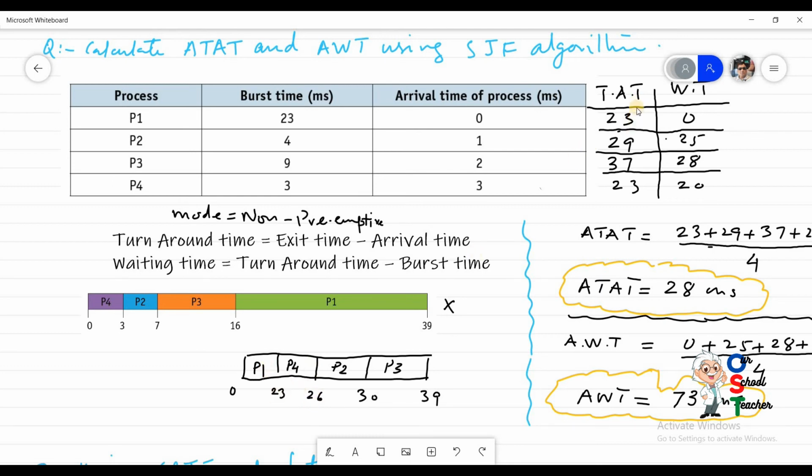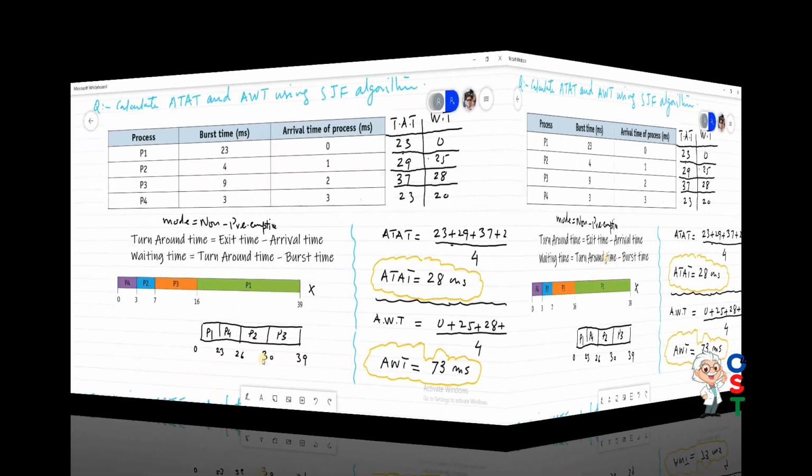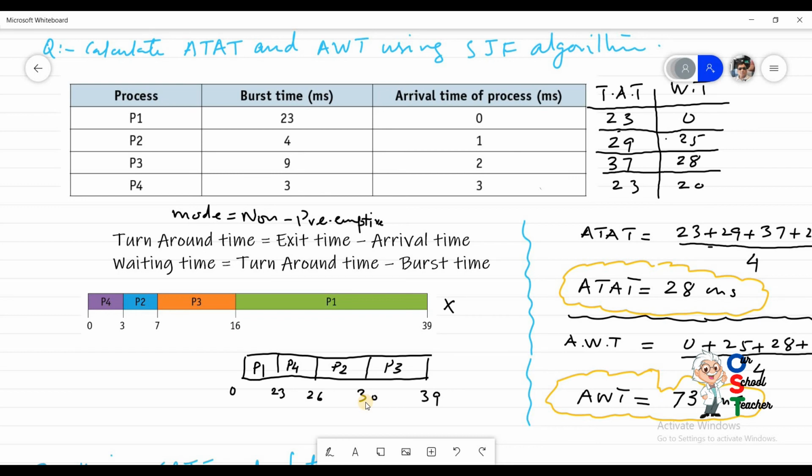So turnaround time for P1 is 23 minus 0, that is equal to 23. Similarly for P2, 30 minus 1, that is 29. Similarly for P3, 39 minus 2, that is 37. And for P4, 26 minus 3, that is 23. So this is how turnaround time will be calculated.